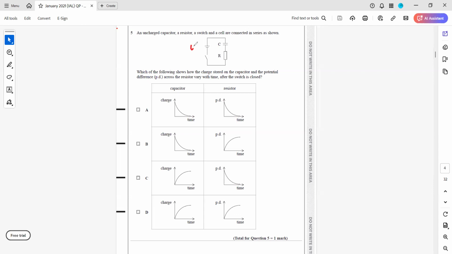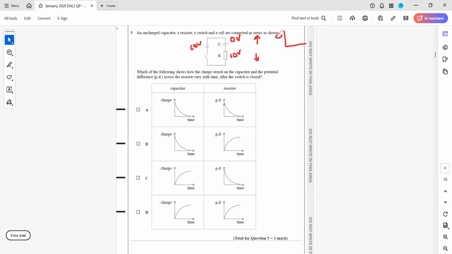First initially, if this is a 10 volt supply, all the voltage will be here and the capacitor will have 0 volt. But when the capacitor gets charged, the voltage across the capacitor will increase and the voltage across the resistor will decrease, because the total voltage is 10. So the charge stored on the capacitor or the voltage of the capacitor should increase.